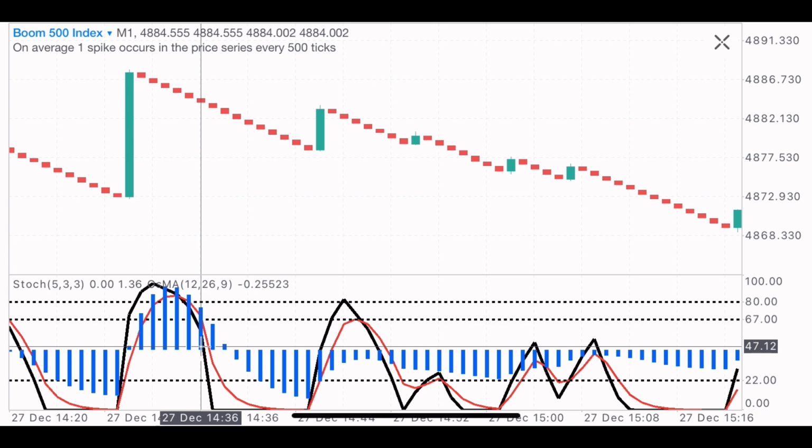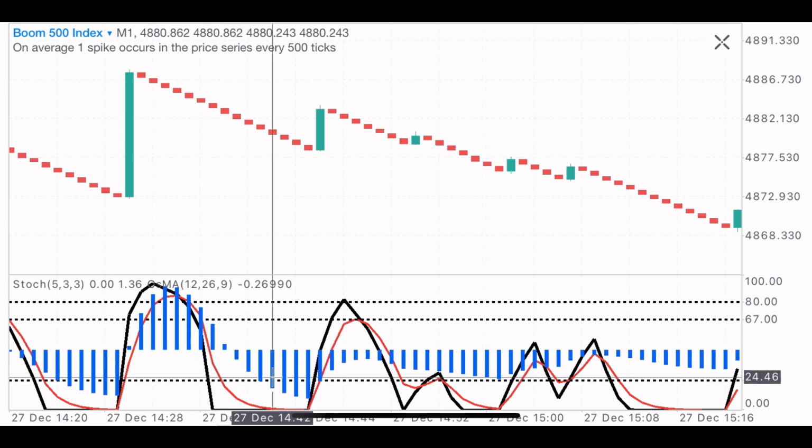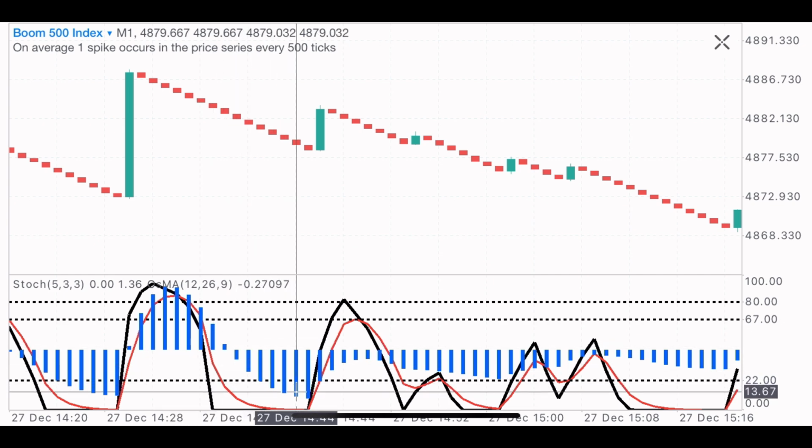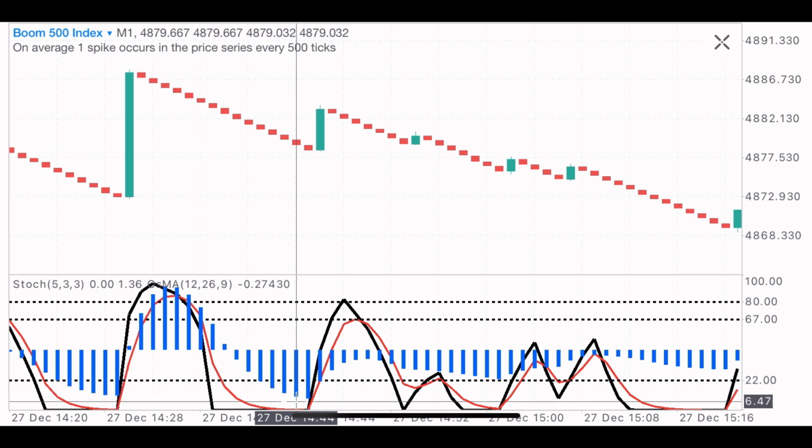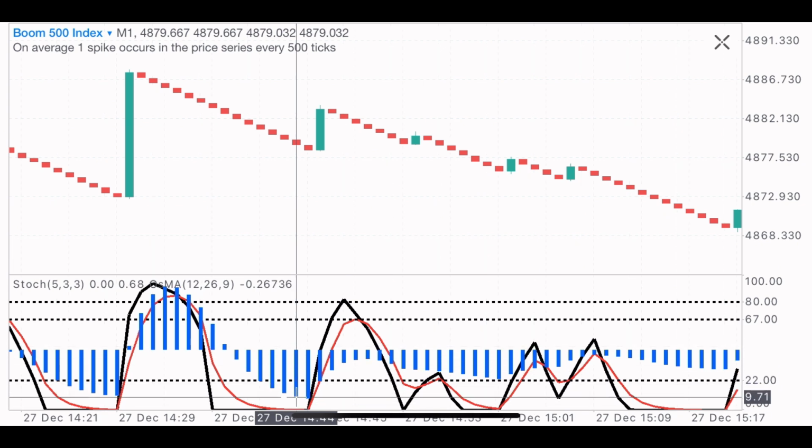You place a sell, then you exit when the moving average of the oscillator has touched this black line of the stochastic oscillator. Then you wait and you place another sell after it has crossed. Okay, then you place another sell after it has crossed. You place another sell, then you exit when you see a closing of the moving average of the oscillator and the stochastic oscillator.